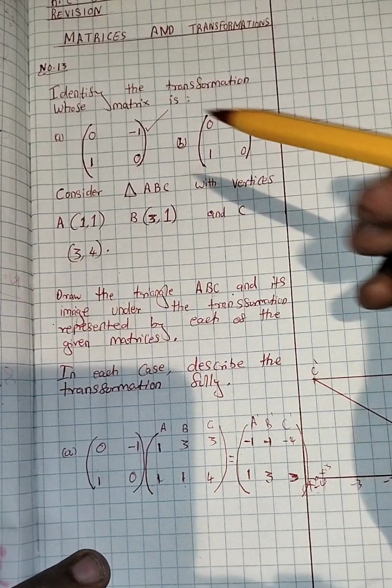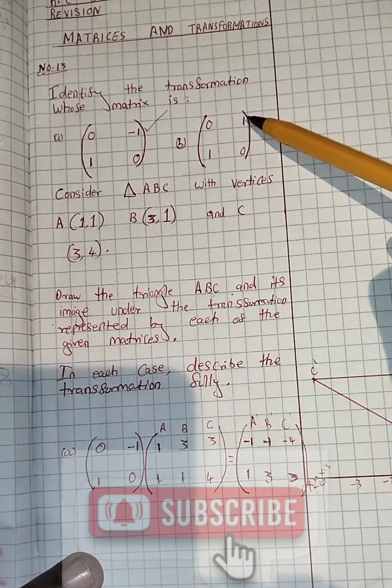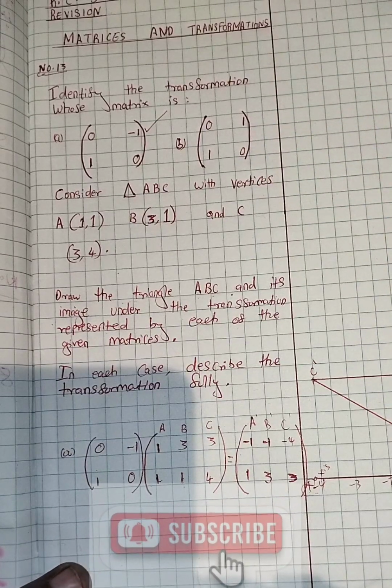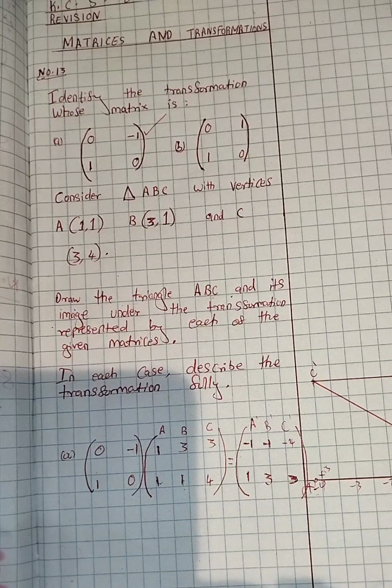Now, it's your homework to go and deal with the second one, which we have B as 0, 1, 1, 0. And then you're going to meet me down there in the comment section. You're going to place your question. You can do more. We're going to do more. I can show you more in the ways of doing this.